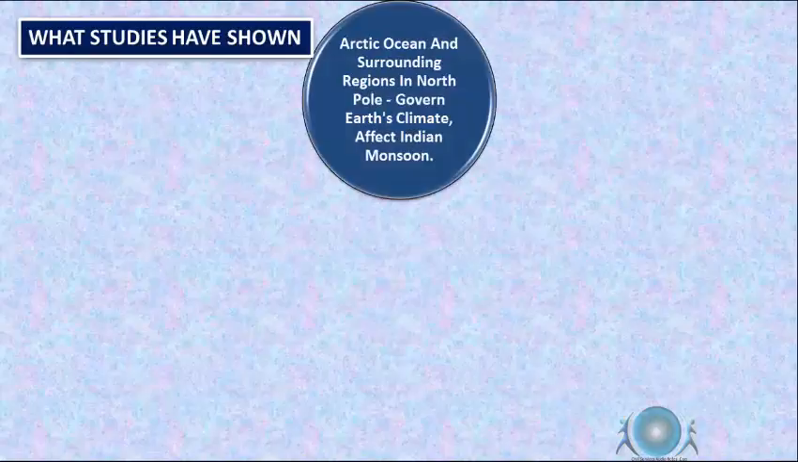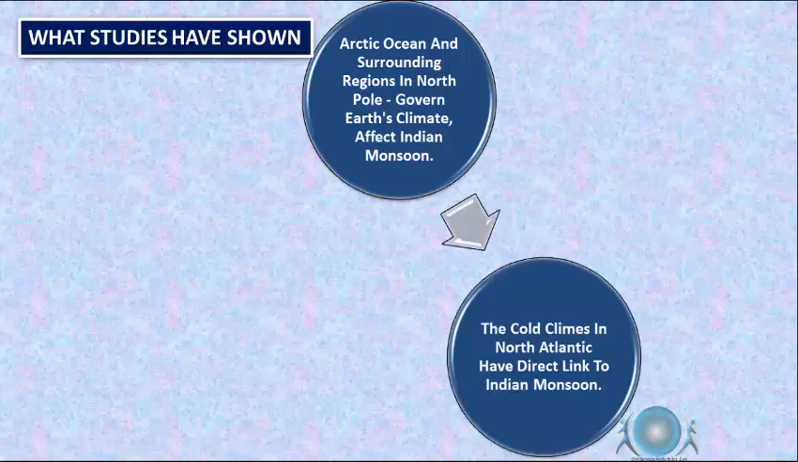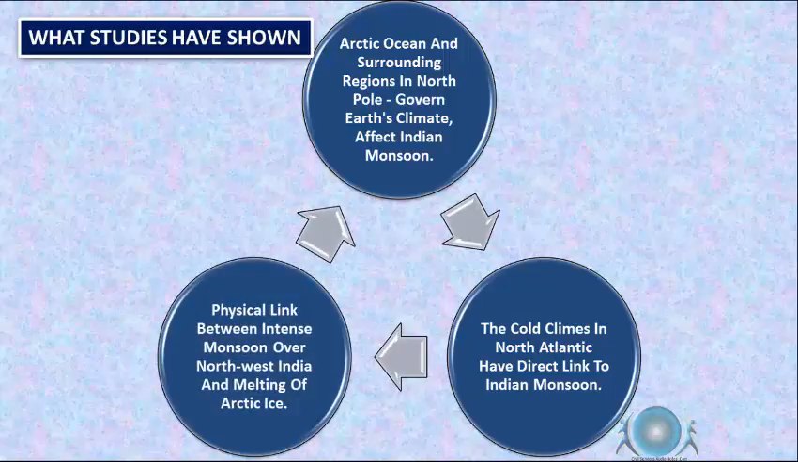Now, what have studies shown in this regard? The Arctic Ocean and surrounding regions in the North Pole not only govern the Earth's climate but also affect our Indian monsoon. That is an important finding. And the cold climes in the North Atlantic also have a direct link to the weakened Indian monsoon. Therefore, there is a physical link between the intense monsoon over northwest India and the melting of the Arctic ice. This is what the studies have shown.